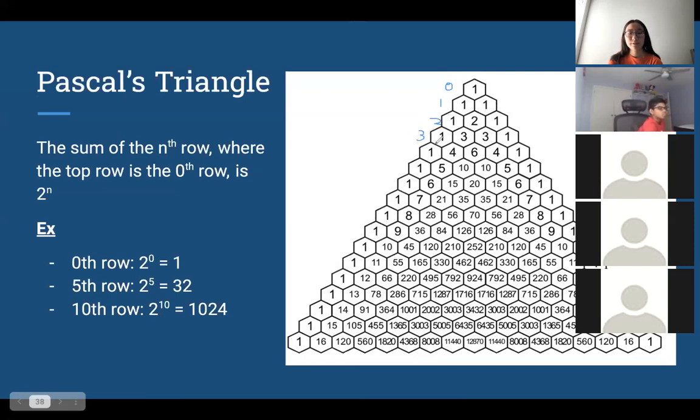And so we'll just solve for the sum of the numbers in the third row. That's going to be 2 raised to the third power. You can see that 2 raised to the third power is 8, and 1 plus 3 plus 3 plus 1 is also 8. So this pattern does work. And it's more useful for saying you need to find the sum of the 22nd row. You can't just add it up. So you can see that rule in play. And remember, the top row is going to be the 0th row.